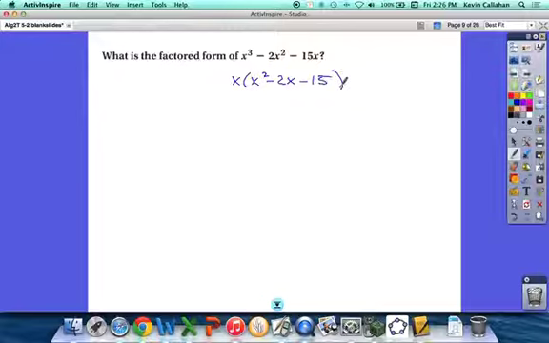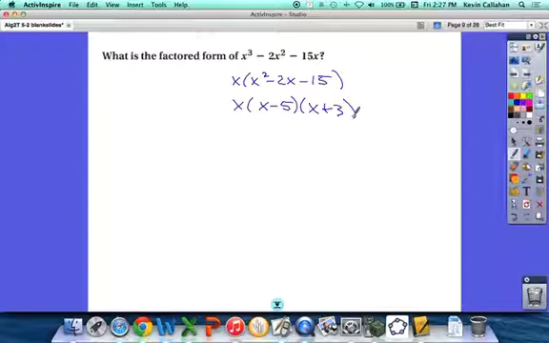How does it factor? 3 and 5, except one's got to be positive and one's got to be negative. -5. Okay, so that's the factored form. That's the first example in the book.